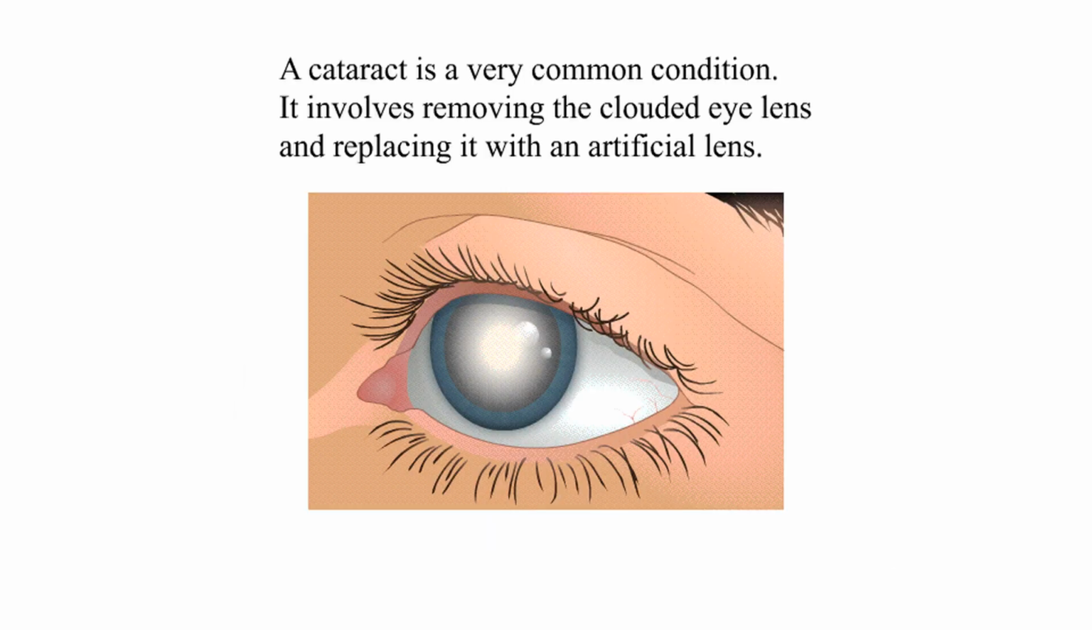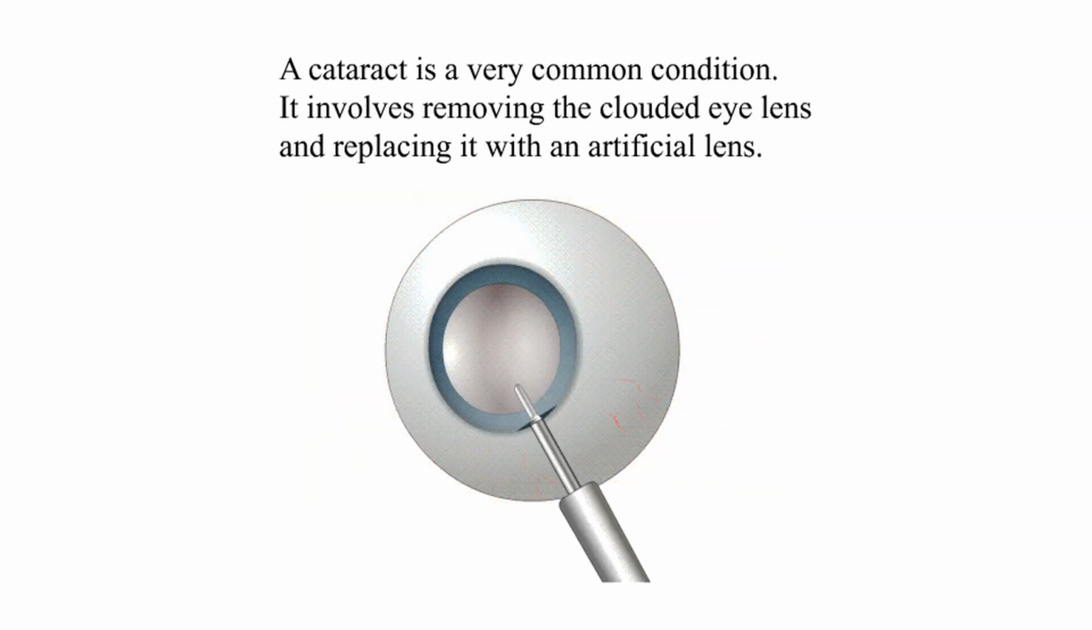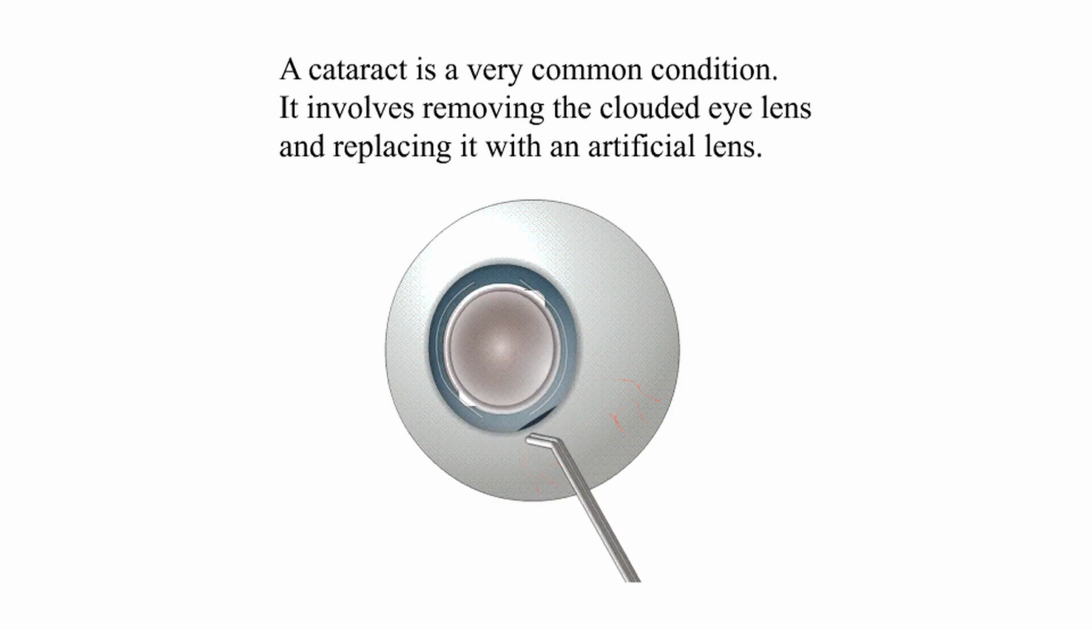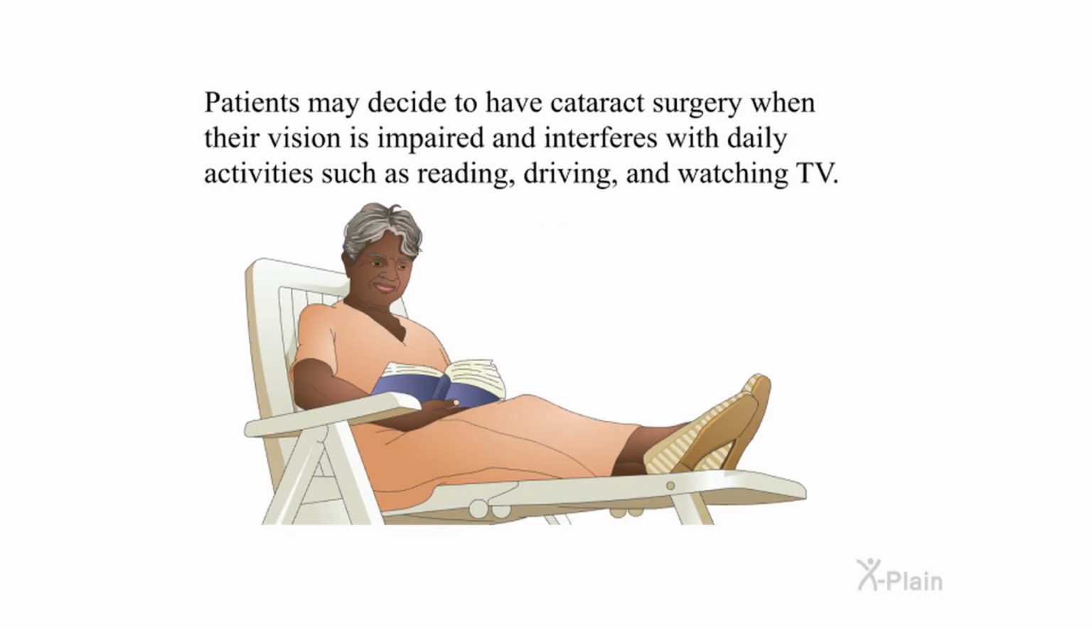Summary. A cataract is a very common condition. It involves removing the clouded eye lens and replacing it with an artificial lens. Patients may decide to have cataract surgery when their vision is impaired and interferes with daily activities such as reading, driving, and watching TV.